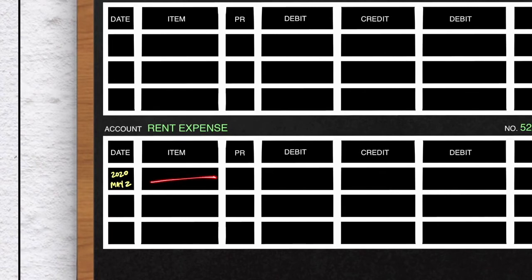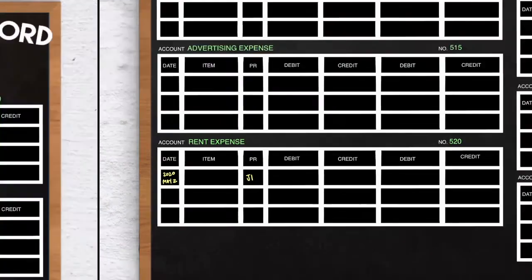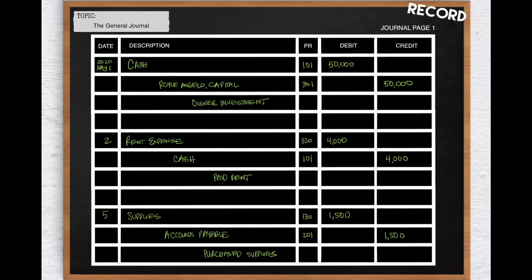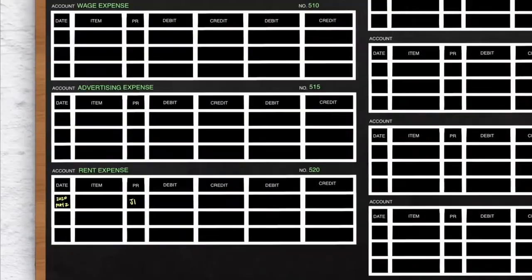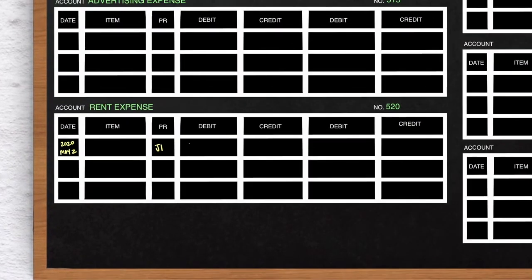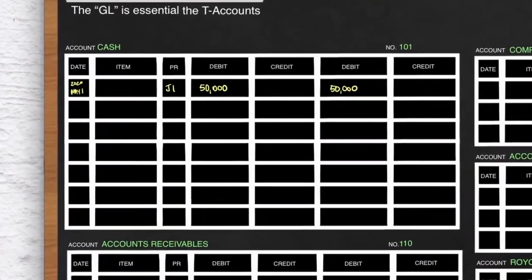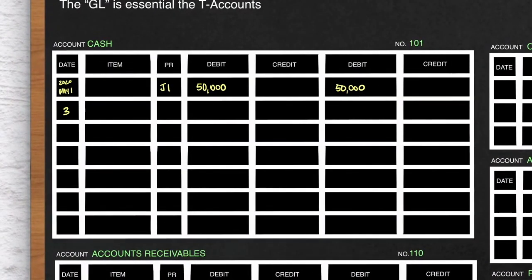Leave the item column blank for now. We're still on the first page of the journal, so you want to put J1. It is rent expense, and it is a debit. And I'm already forgetting how much because I'm going a little fast, but it is for $4,000. So we're going to go back into our general ledger, and it's a debit for $4,000. We're going to carry it to the running balance, keeping track of what we have, and currently it's a debit for $4,000. Next, we have a credit to cash.